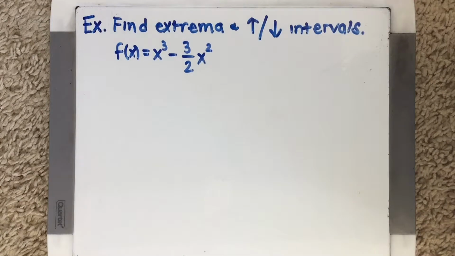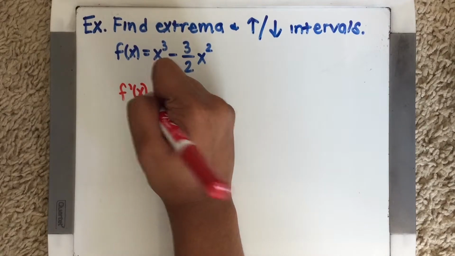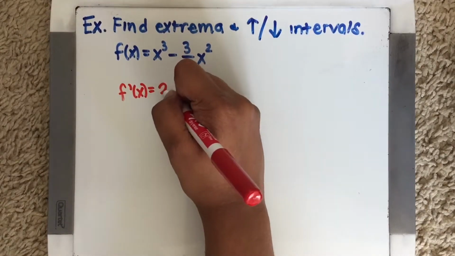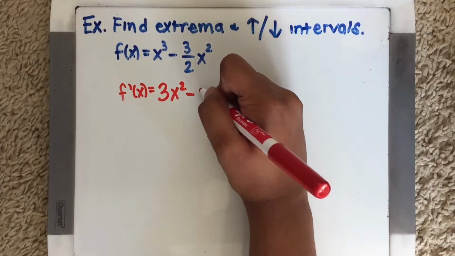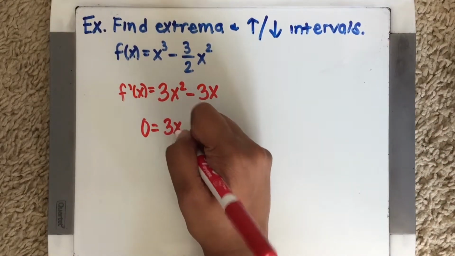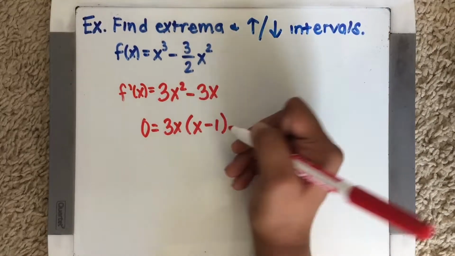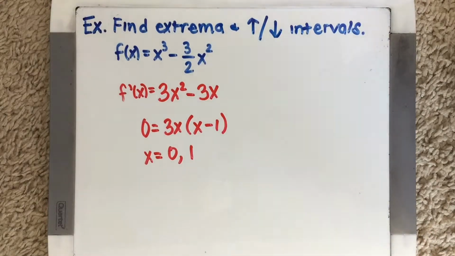In this example, you have to use the first derivative test to find extrema and find the intervals where the graph is increasing and decreasing. We'll have to take the derivative and set it equal to 0 to find critical values. In this case, we can find f prime of x using the power rule. F prime of x equals 3x squared minus 3x, and when we bring the power of 2 down, it just becomes 3 times 2 over 2, leaving us with 3x. Now we can factor out a 3x, giving us 0 equals 3x times x minus 1, and giving us critical values of x equals 0 and x equals 1.